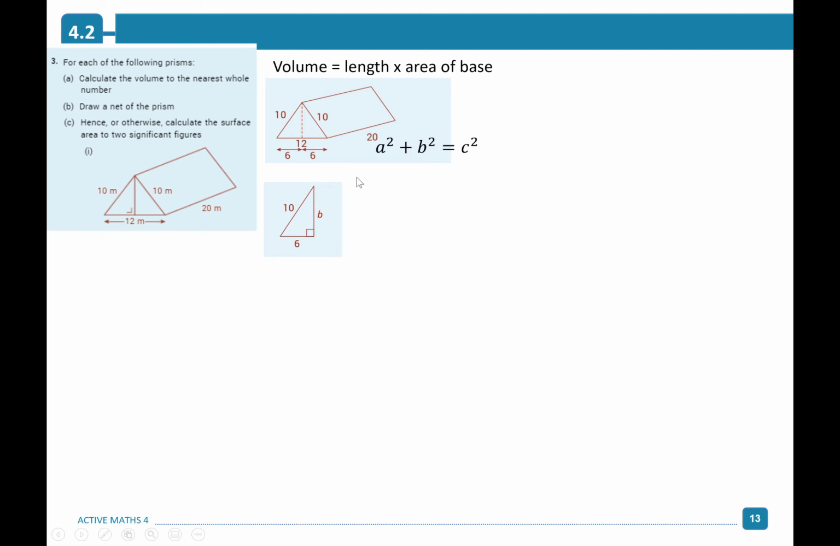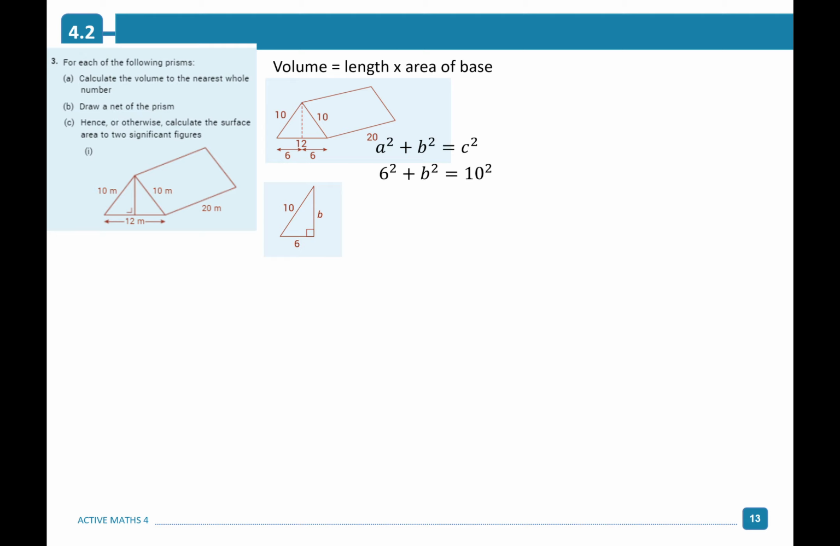So the area of a triangle is given by a half times the base times the height. So I need to find the height of my triangle. All right, so drawing this out, I can see that I have a right angle triangle. So to find this height, we're going to use Pythagoras theorem, a squared plus b squared equals c squared.